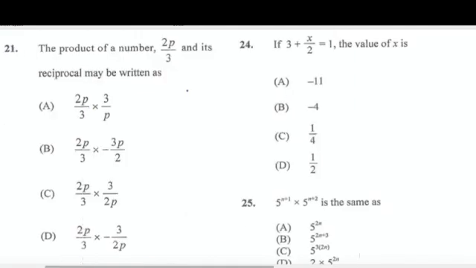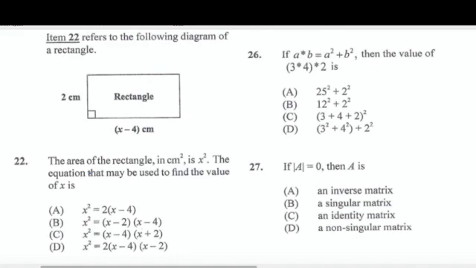All right. So number 21, the product of a number 2p over 3. And the product means I'm multiplying it by its reciprocal. The reciprocal just means I'm flipping it. Right? And 2p over 3, 3 over 2p. The answer is C.